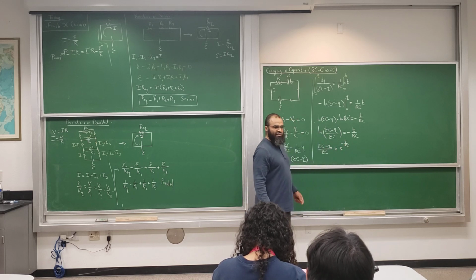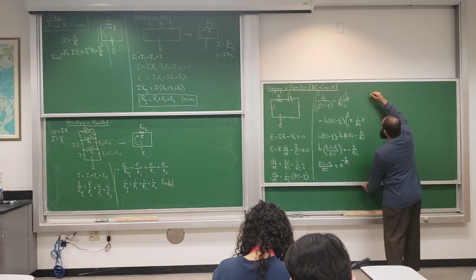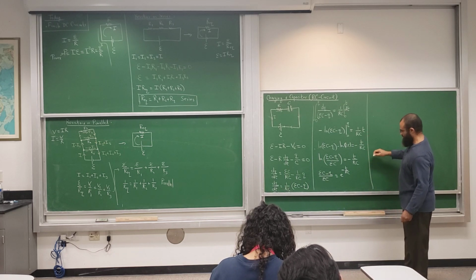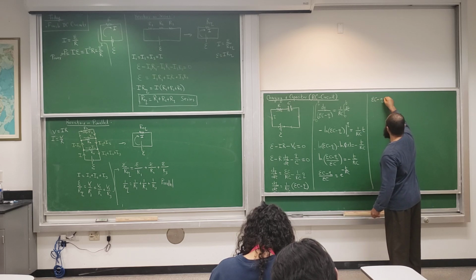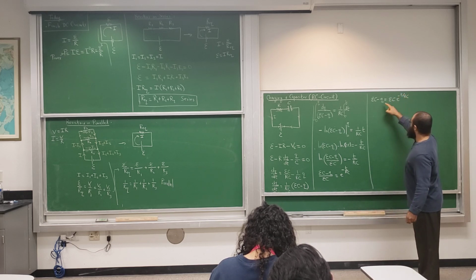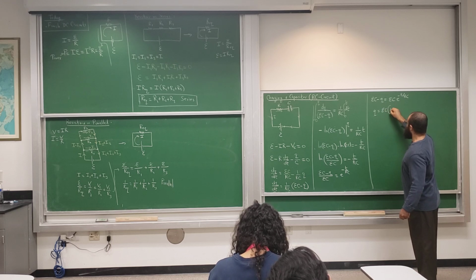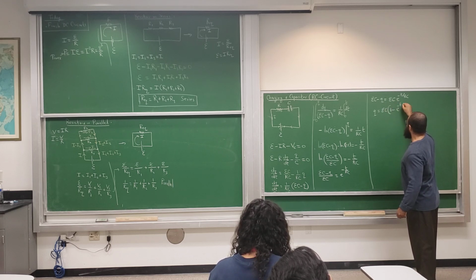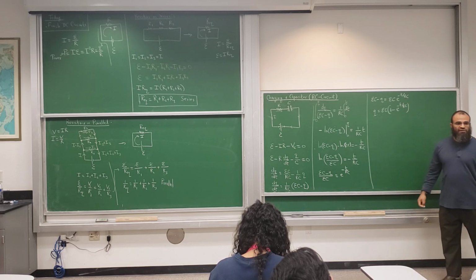Multiply both sides by this. I want to solve for Q. I want to have Q on one side, everything else on the other side. So I move Q to one side and these to the other side and factor the EC, so you get Q equals EC times (1 minus e to the minus t over RC). That's it.